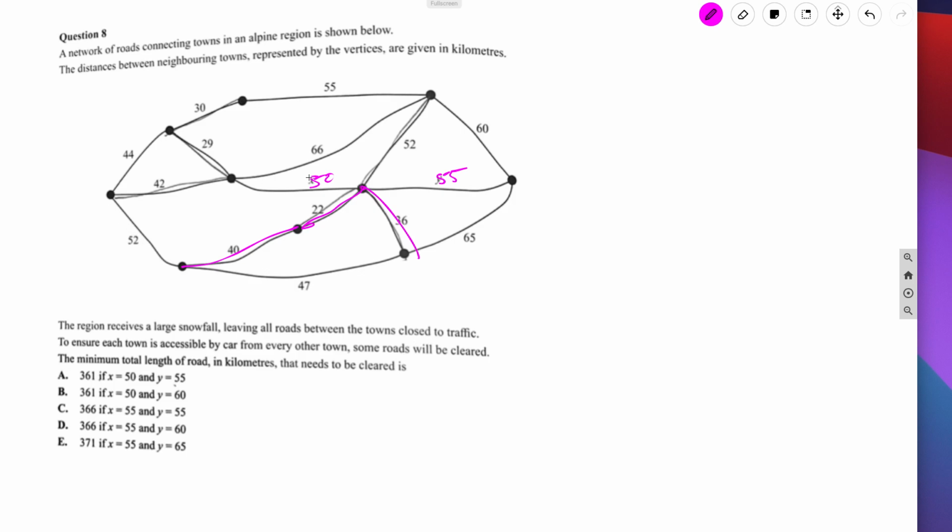We've got a 52 over here, a 50 and a 52, so a 50 wins. And then from there, the shortest now is definitely a 29. Shortest now is a 30. And then the shortest connected, 55, 44 looks to be the winner. And then we've just got to connect these two now. So we've got a 55 or a 52. Looks like the 52 wins. And then a 55. And that would be our tree. We're then going to see if it adds up to 361. So 36, 22, 40, 50, 55, 52, 29, 30, and 44.